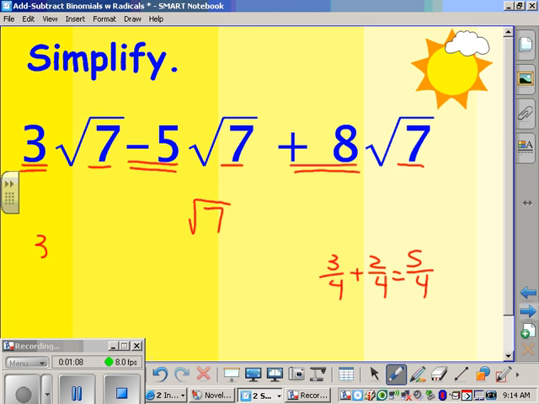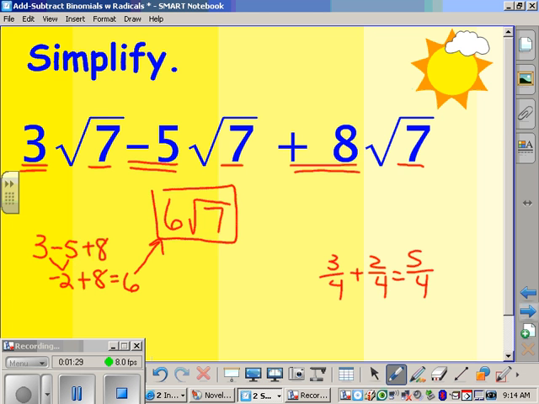So we have 3 minus 5 plus 8. So when you calculate that, you would get -2 plus 8, which is 6. And the 6 is what goes in front of the radical. So we can say we have 3 radical 7s minus 5 radical 7s plus 8 more radical 7s, which gives us a total of 6 radical 7.